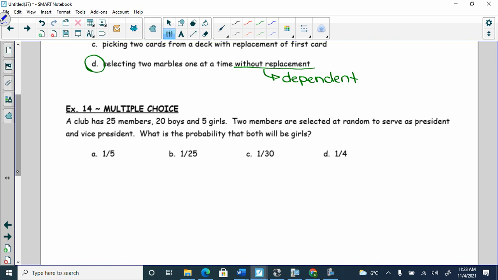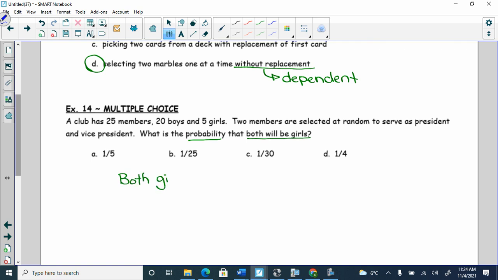Here it says a club has 25 members. 20 boys, 5 girls. 2 members are selected at random to serve as president and vice president. I gave them roles. I gave them jobs. This is a permutation, and it's going to be a probability because it says, what is the probability that both will be girls?